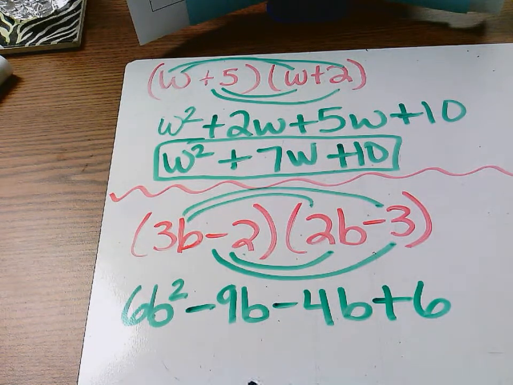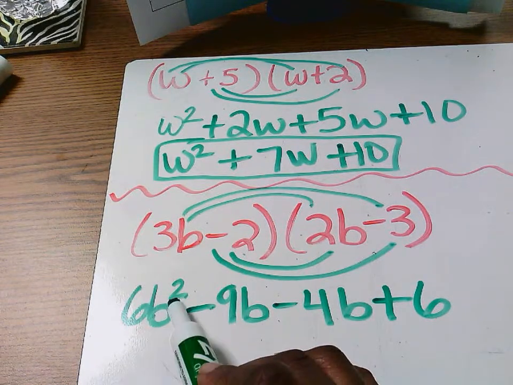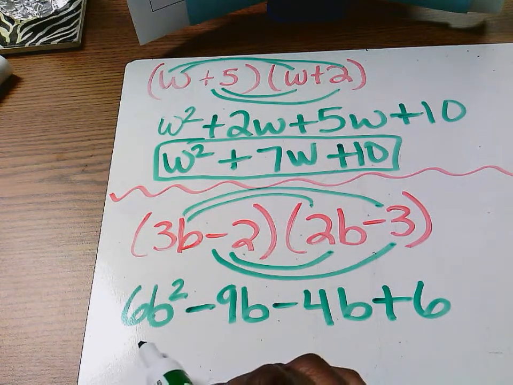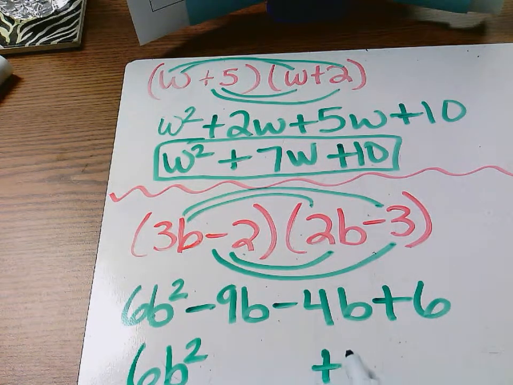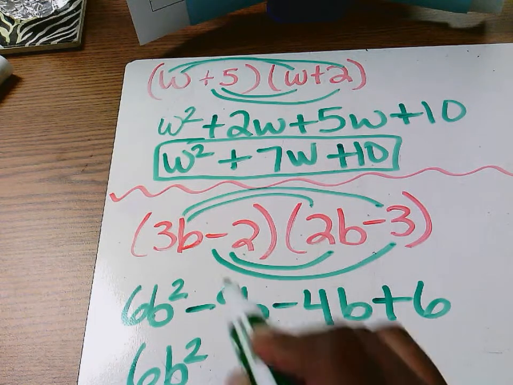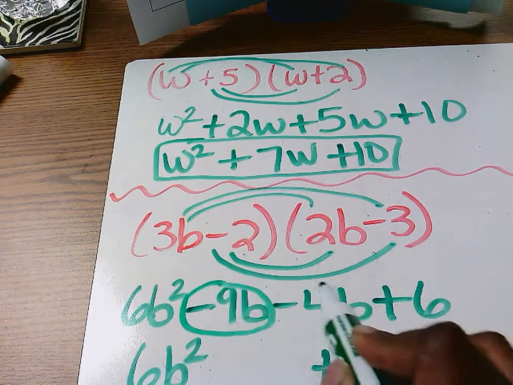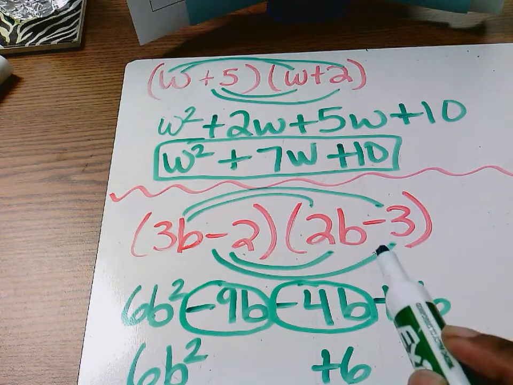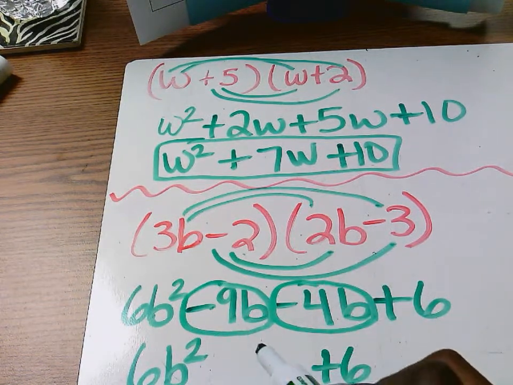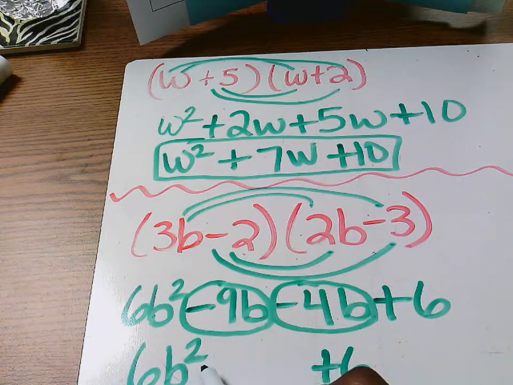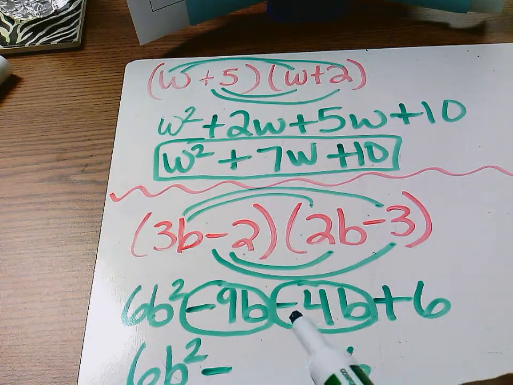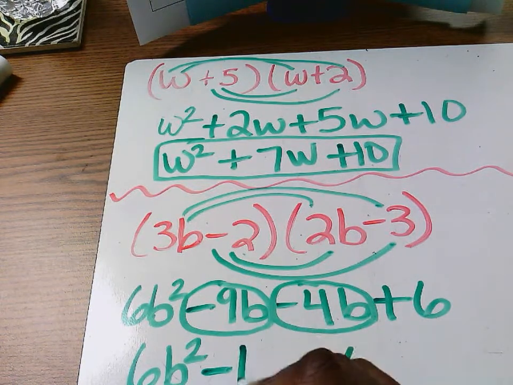All right. Do I have another squared term? Nope. I'm just going to bring it down. Do I have another constant? Nope. Just going to bring her down here. Lastly, do I have another like term? Do I have another b to the first power? I sure do. Now, what do we do here? Negative 9 minus 4. Take the sign of the bigger number. That's just like adding. Negative 9b minus 4b is negative 13b.